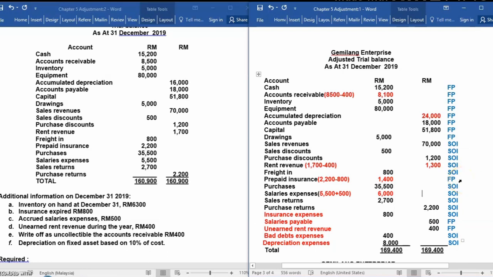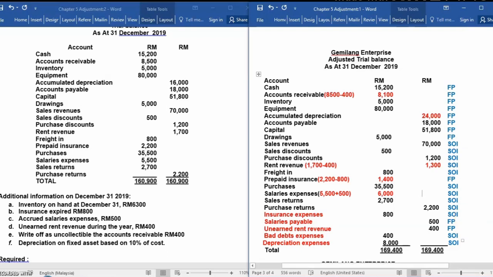Prepaid insurance is a current asset, we must record it in financial position. Purchases, salaries, sales return, purchase return, insurance expenses, we must record in the statement of income. Salaries payable is a liability, we must record it in financial position. Unearned revenue is a liability, we have to record it in financial position. Bad debt expenses and depreciation expenses, we must record in the statement of income.